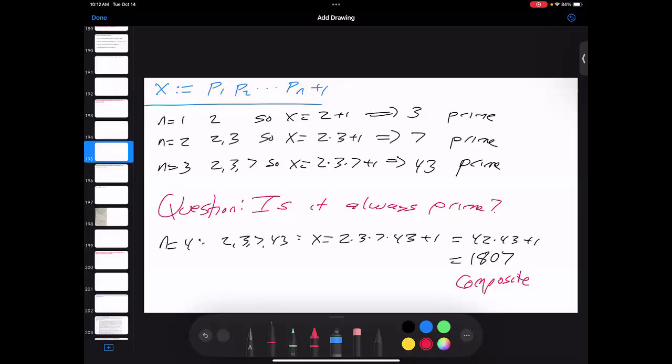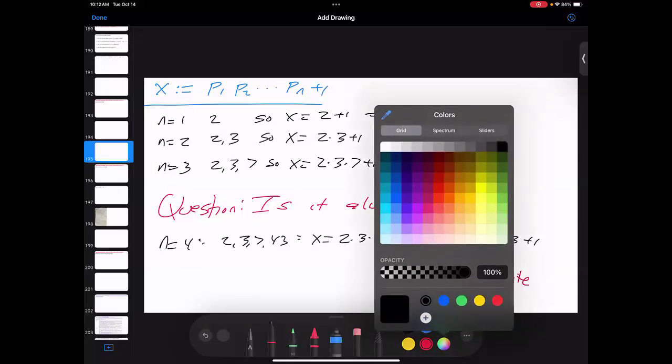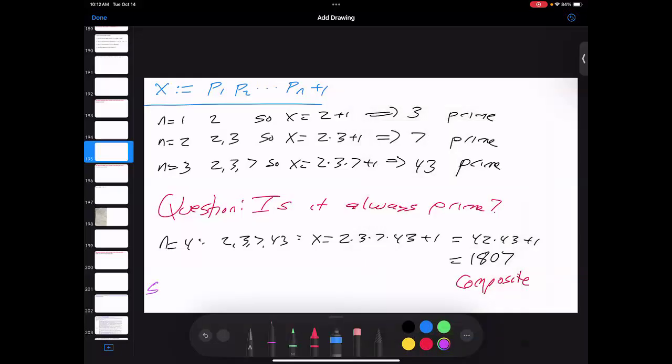Maybe the conjecture is to take the first n primes and multiply them, like 2, 3, 5. Could be. And so that's a salvage. So maybe if we let xn be p1, p2, ..., pn plus 1, that's prime. So it works for 2, works for 3. So then if we tried x3, that would be 2 times 3 times 5 plus 1, which is 31, which is prime.